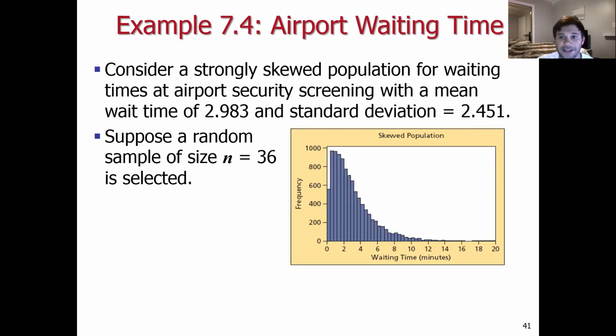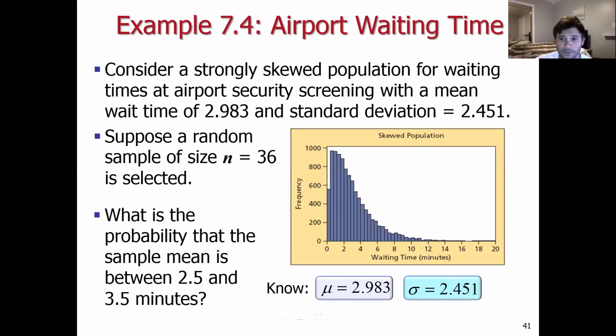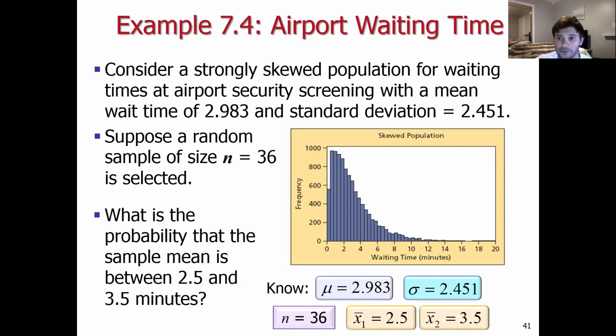Let's go ahead and ask, what is the probability that the sample mean is going to be between 2.5 and 3.5 minutes? What is the probability the sample mean is between 2.5 and 3.5 minutes? So here's what we know. Even though the population is skewed, its mean will correspond to the center of the sampling distribution. And we are also given the population standard deviation here of 2.451. We have 36 observations, and we're interested in two particular X thresholds, 2.5 minutes and 3.5 minutes.